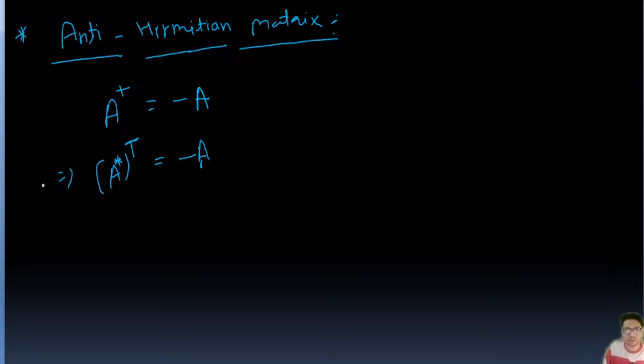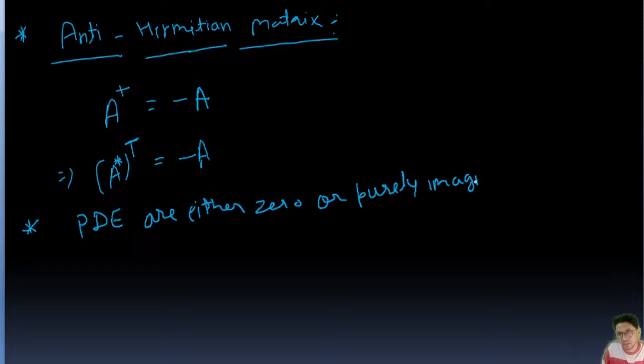We'll verify this as well, and there are some properties of anti-Hermitian matrix: the principal diagonal elements, that is PDE, are either 0 or purely imaginary. So the principal diagonal elements are either 0 or purely imaginary.